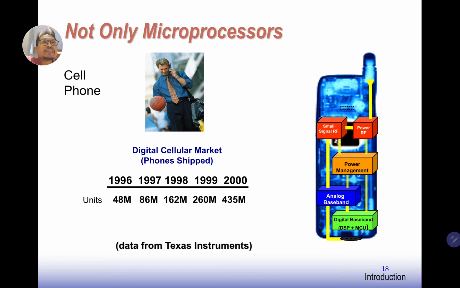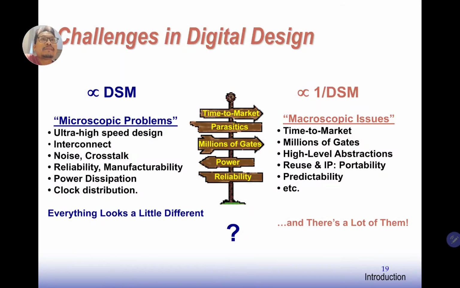Not only microprocessors, we are also talking about cell phones during this time. I don't know if you've seen this kind of cell phone. I can still remember we used to have this kind of phone before. I don't know about your generation, but cell phones are now called smartphones, and they look quite different. So what are the challenges in digital design, and is it still relevant today?